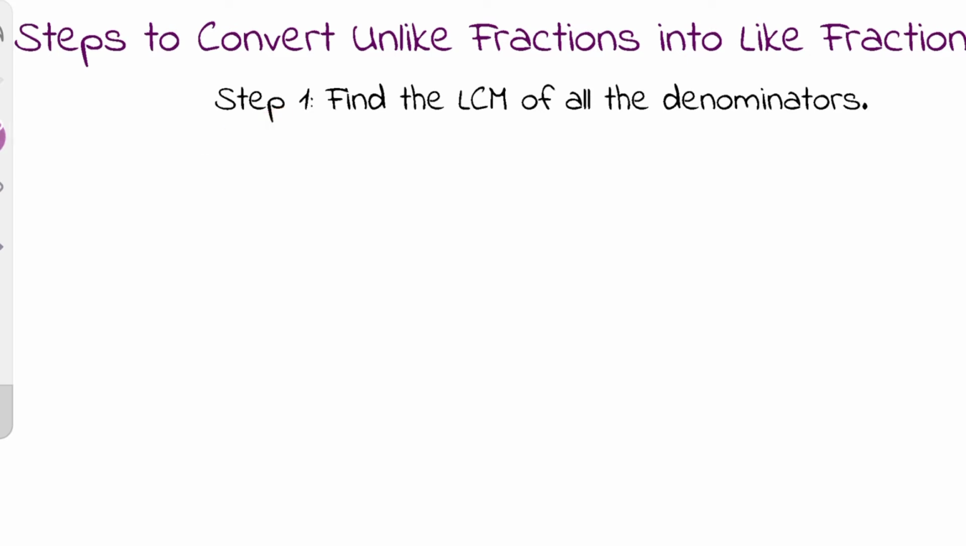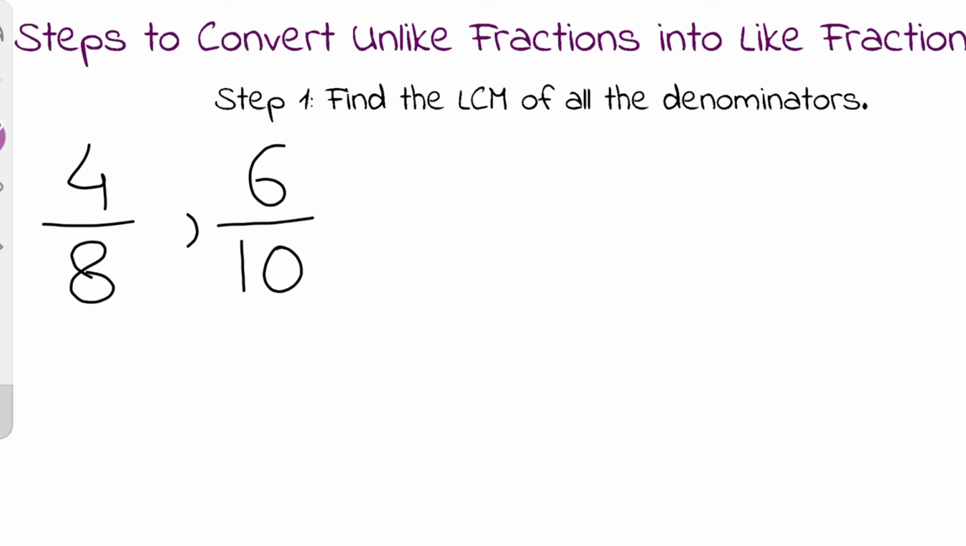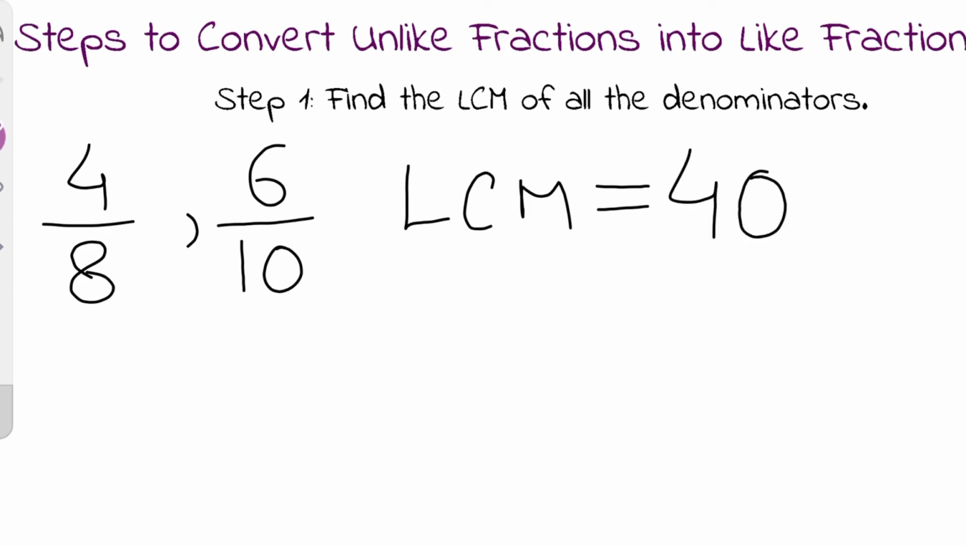For example, the fractions are 4 by 8 and 6 by 10. So what we have to do first, we have to find the LCM of both the denominators. So students, pause the video and find out the LCM of the denominators. So the LCM of 8 and 10 is equal to 40. Okay, the first step is done. We have found out the LCM of the denominators. Let's see the second step.